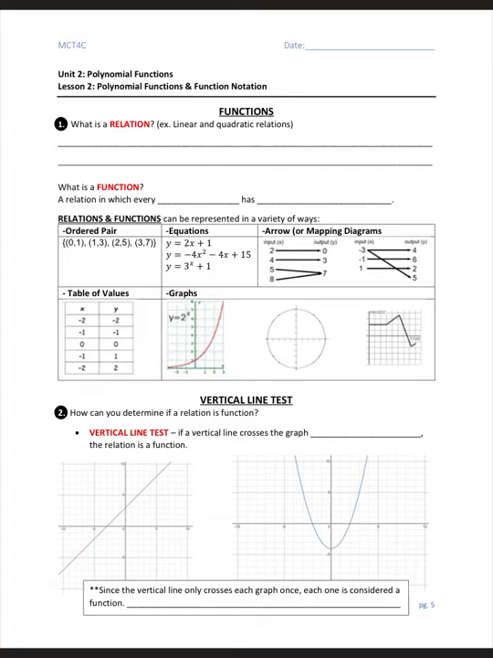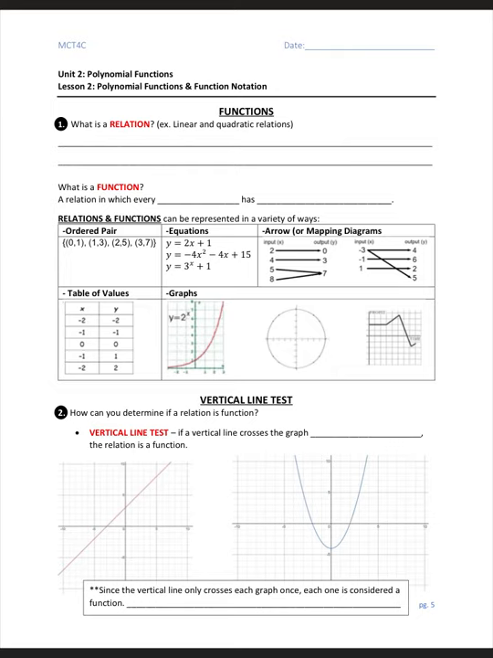Good morning, everyone. Today we're looking at Unit 2, Lesson 2, Polynomial Functions and Function Notation. So you all should have seen functions in 3M or 3U, whichever one you took. So we're just going to quickly review what a function is and how we tell if an equation is in fact a function.